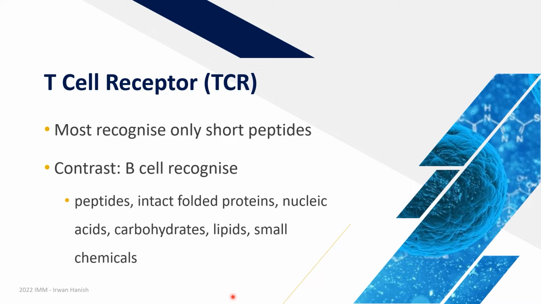This is in contrast to B cell receptors, which can detect more stuff, including peptides, but also intact folded proteins, nucleic acids, carbohydrates, lipids, and small chemical compounds. It doesn't mean T cells can't detect all these at all. They can, as you'll learn later. It's just most of the time we associate TCR with short peptide recognition.